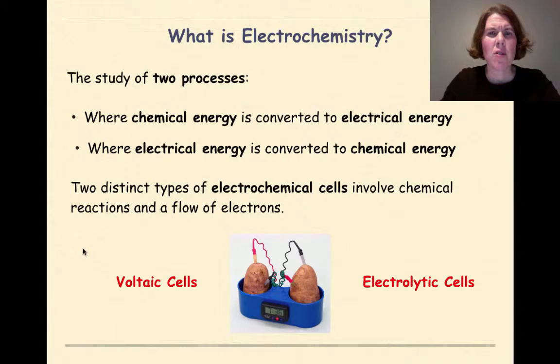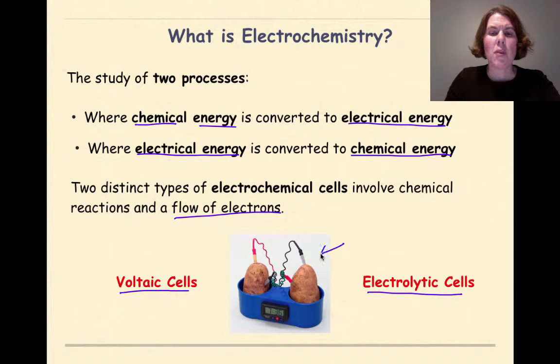So what is electrochemistry? Electrochemistry is the study of two processes. One where chemical energy is converted into electrical energy, and the other being where electrical energy is converted into chemical energy. Two distinct types of electrochemical cells involve chemical reactions and a flow of electrons. Today we're specifically going to be talking about voltaic cells. In the next video we're going to be talking about electrolytic cells.